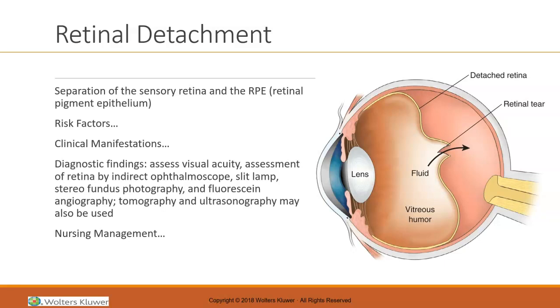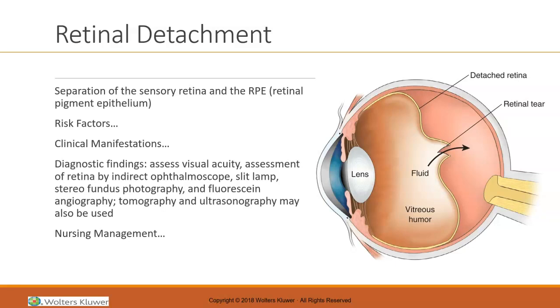Risk factors for this are aging. We see this more commonly in people over the age of 50. If someone's had a previous retinal detachment, they're at much higher risk of developing this complication again. Family history, extreme nearsightedness, previous eye surgery such as cataract removal, previous serious eye injury, or other eye diseases or disorders can increase the risk of retinal detachment.